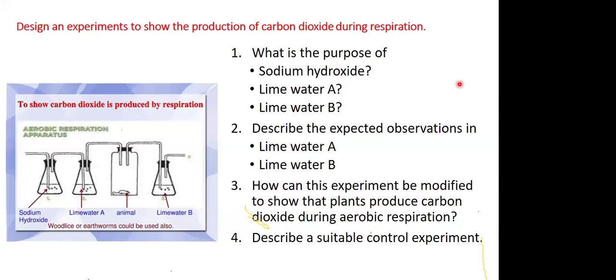Okay, so the answer is basically what Patricia said. Patricia? Yes. Patricia gave a correct answer. Because if light is there, then photosynthesis will take place. And when photosynthesis takes place, it uses the carbon dioxide. And therefore, there will be no carbon dioxide available to be detected in this flask. Okay.